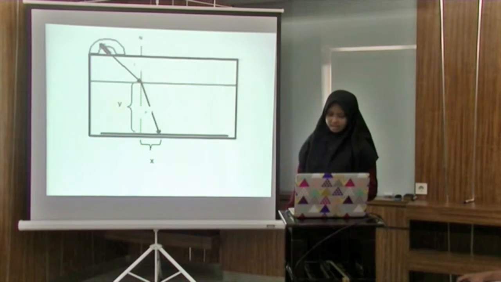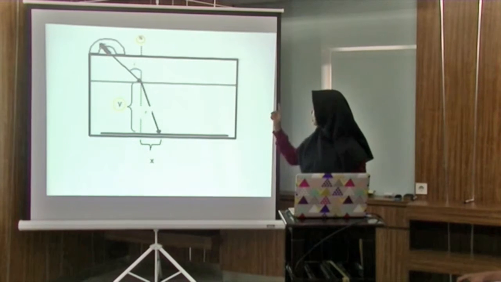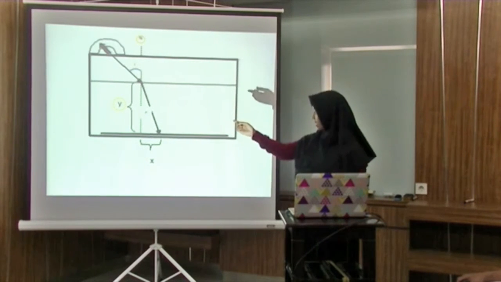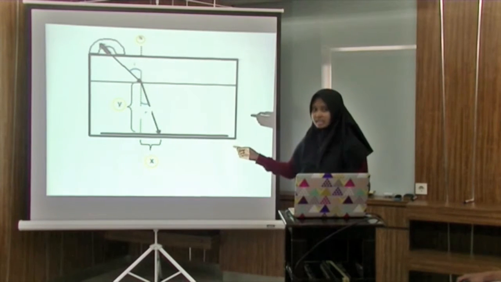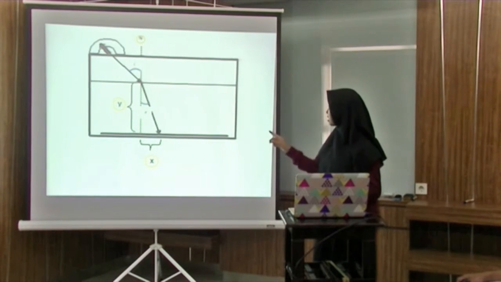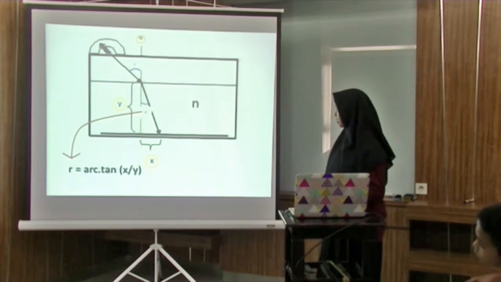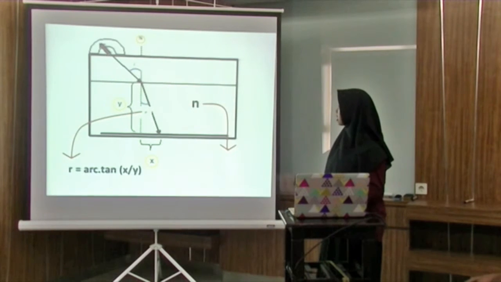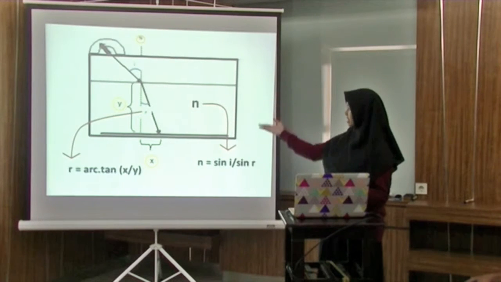So, Y is the depth of the liquid, and N is the normal line, that is sin I, that is sin R, and X is the point of light falling from the normal line. And R is obtained from arctan X per Y. And N, or the refractive index, is obtained from sin I per sin R.